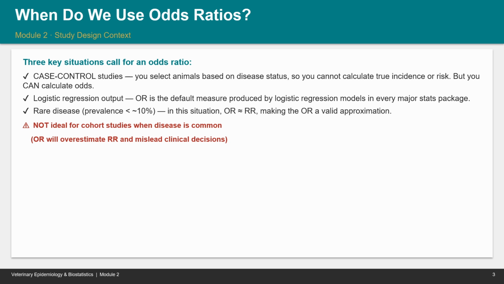Odds ratios are the go-to measure for case control studies. Here's why. In a case control study, you deliberately select animals based on whether they have the disease or not. You're not following a population forward in time. That means you can't calculate true incidence or risk, but you can calculate odds. The odds ratio is also what pops out of logistic regression, which you'll see constantly in veterinary research. And when disease is rare, say less than 10% prevalence, the OR is a pretty good approximation of the RR.